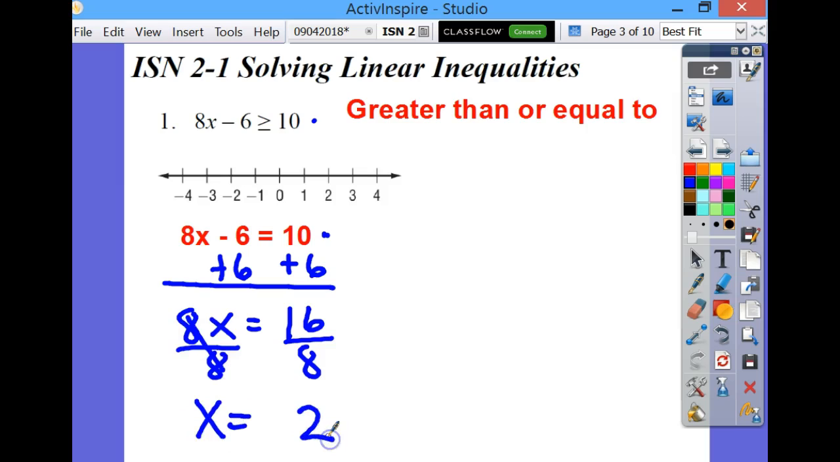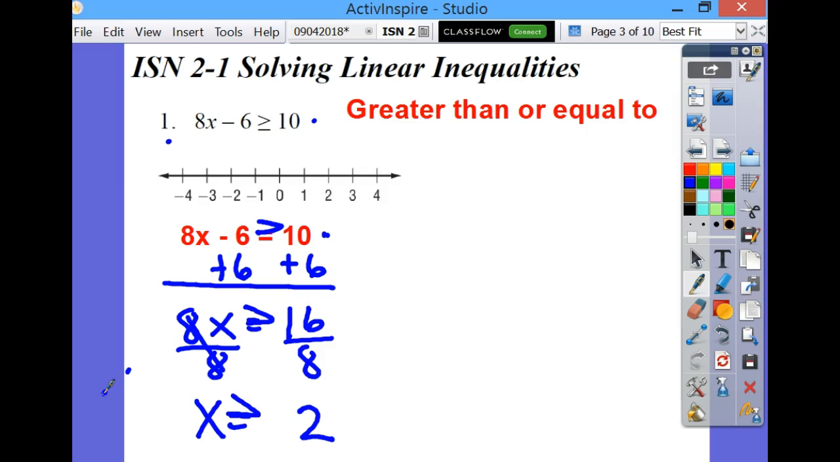Did you get 2? Now, what's the difference between this and the original problem? The original problem has an inequality. The only difference to solving an inequality in this particular example is the inequality. It is exactly the same except for one rule that we're going to look at in the next problem. This problem is exactly the same as if you had an equal sign.